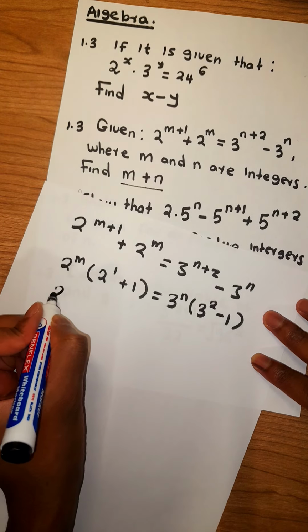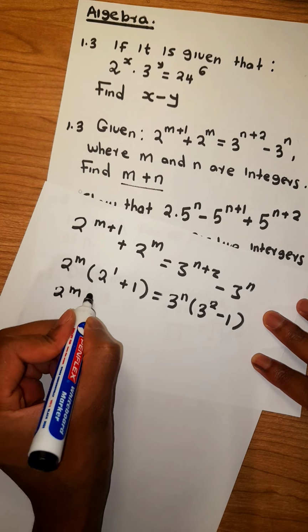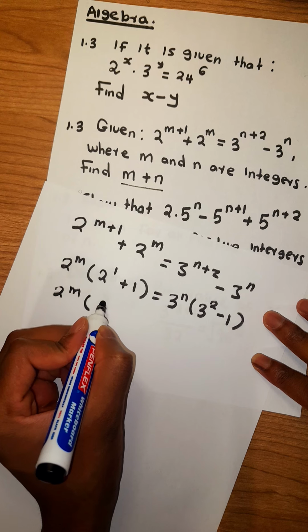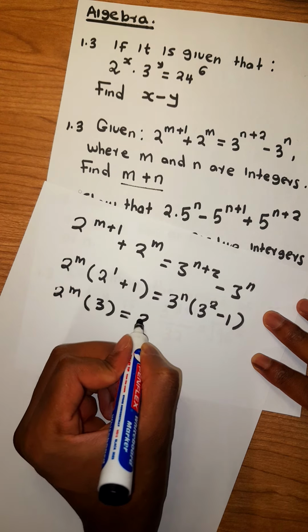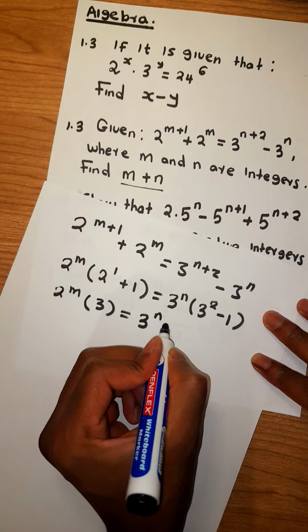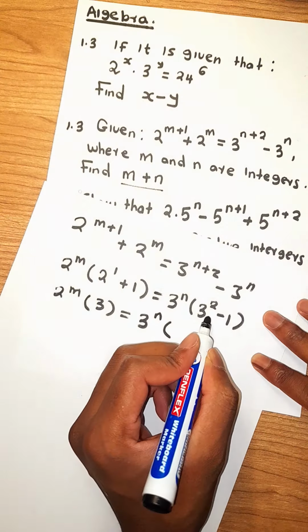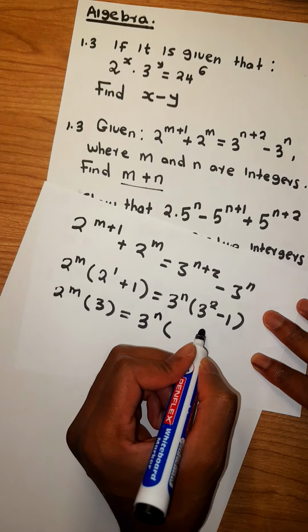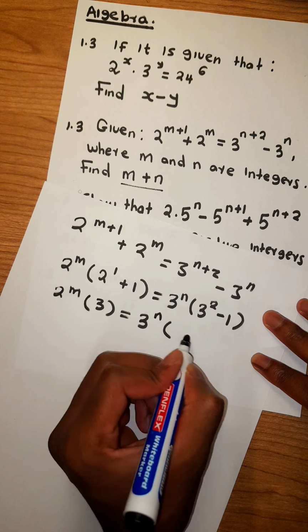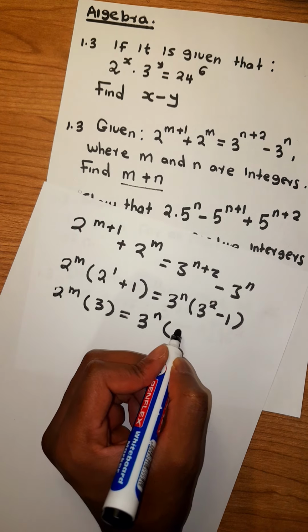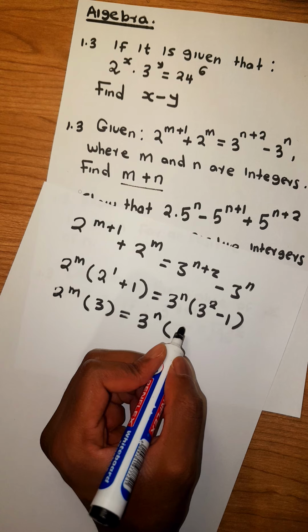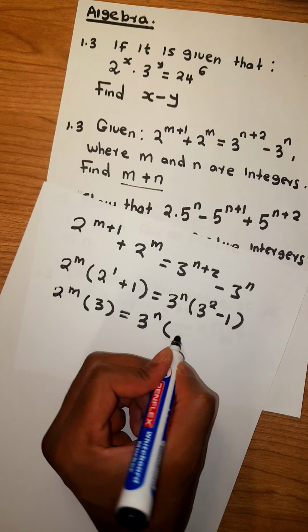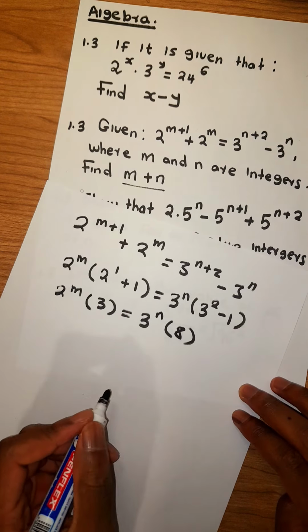So you'll be left with 2 to the power m. That actually equals 3 if you add this one. And then you are having 3 to the power n. That's going to equal 3 squared, which is 9, minus 1, which is just going to be 8. But let me confirm that because, hey, you'll never know. 3 squared minus 1, that's just going to be 8, right?